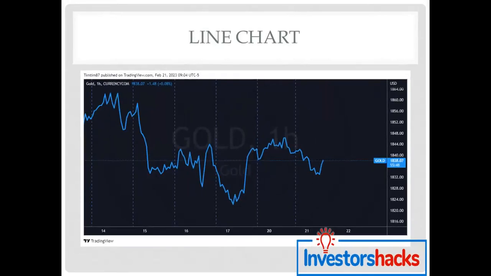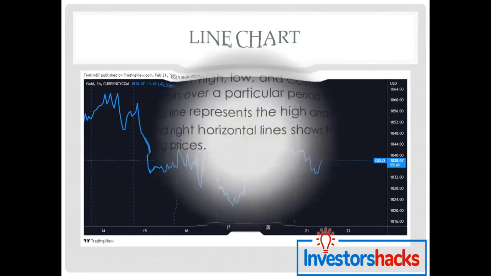So this is the line chart. As you can see, it's just a line that joins the opening and closing of a certain price of a certain asset. And as you can see, it can become very hectic for you to identify any patterns that are tradable. However, there are some people who specialize basically on trading using line charts. Okay?